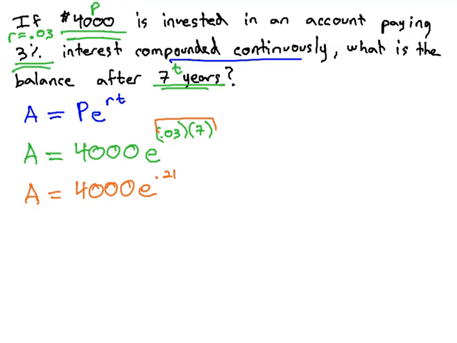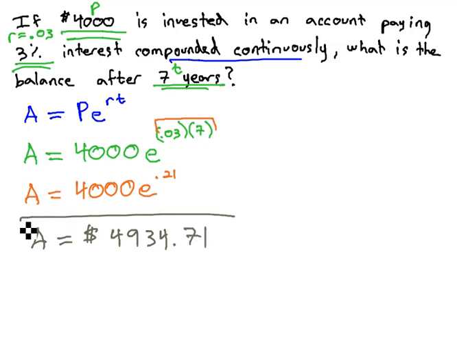And again, some calculators will make you do e to the 0.21 first and multiply by 4,000. Others, you can type in 4,000 e to the 0.21, and that'll give you your final amount of this investment, which is $4,934.71. Again, make sure you know how to use your calculator to type in this information.